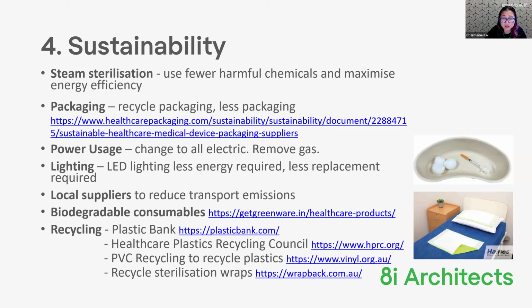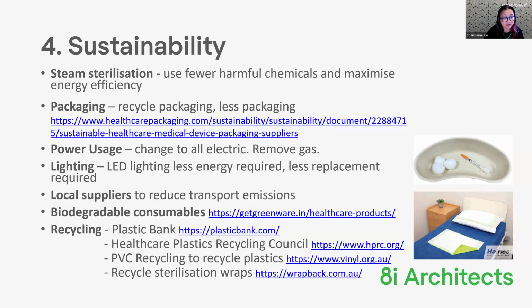So if you can, use local suppliers, and then think of using biodegradable consumables. Dishes where you can, not so much within the lab, but even for ET and things like that, where you're using a lot of blueys, the mats that go underneath patients, you can get biodegradable ones. So think of using things like that. There are also places that recycle healthcare plastics, and also PVC plastics, which generally isn't recycled, and recycling sterilization wraps.